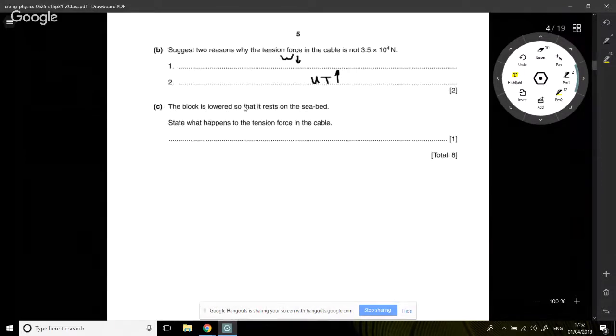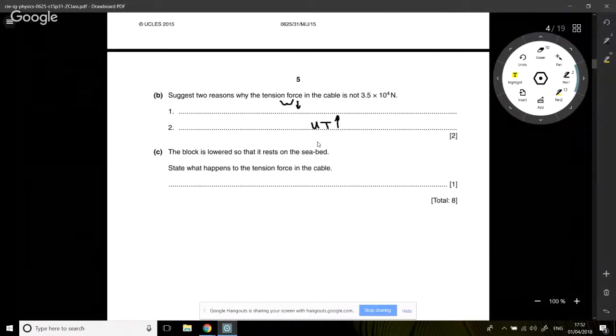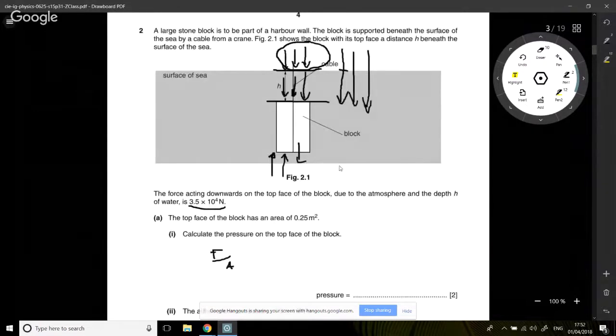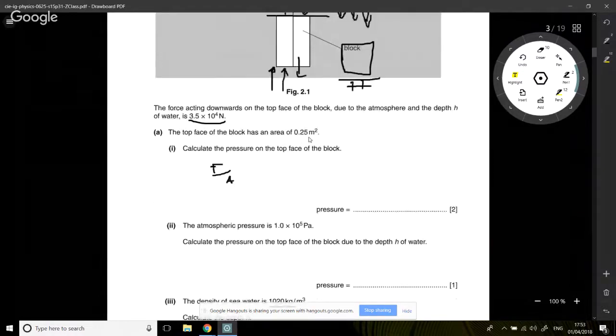Anyway, the block is lowered so that it rests on the seabed. State what happened to the tension in the cable. Well, the minute this sits on the floor, let's say down here, you get the reaction from the bottom of the floor. It sits in equilibrium, so the cable doesn't have to hold anything, so the tension drops to 0.